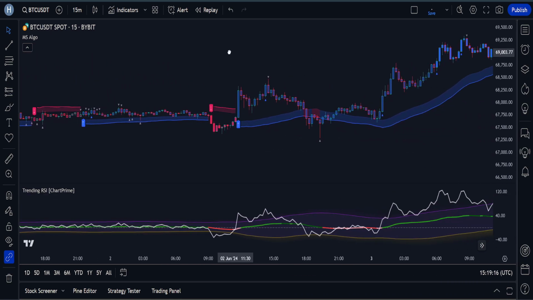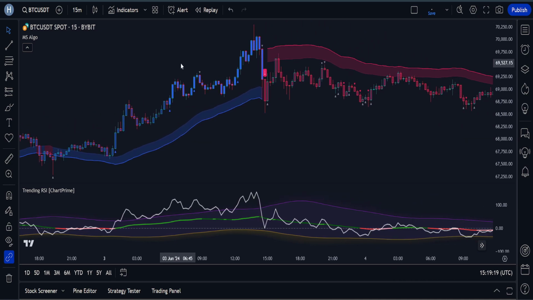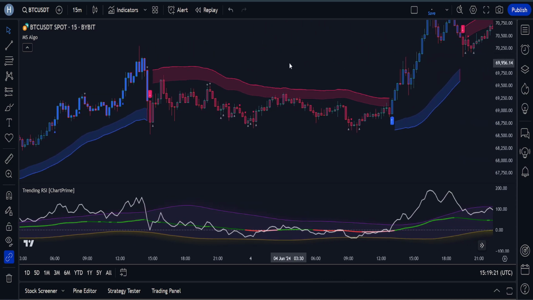So now that our chart is set, let's go through the complete rules and conditions for opening a buy and sell trade using these two indicators.